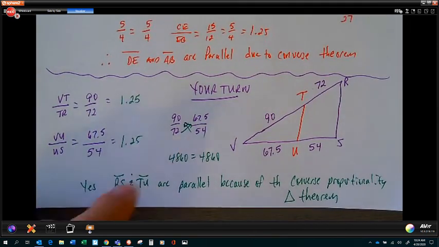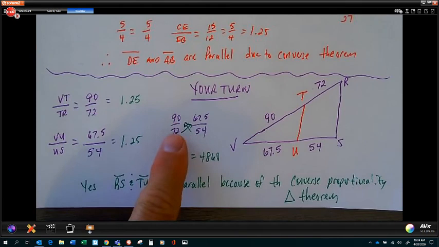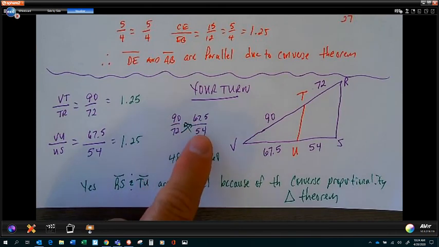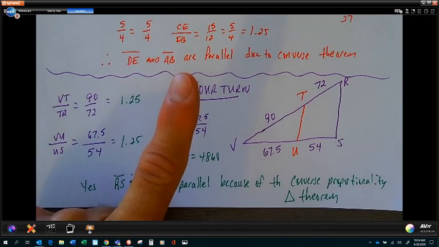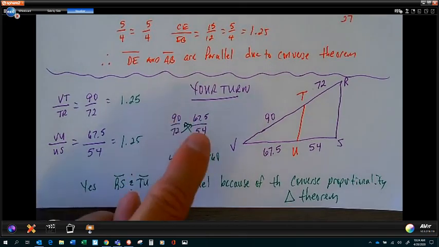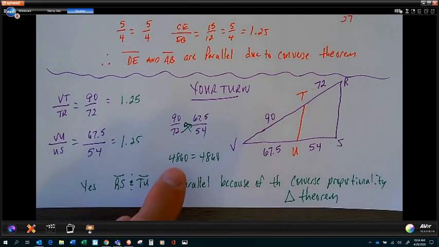All right, two ways you could do it. Again, set it up as a proportion. 90 is to 72 as 67.5 is to 54. Cross multiply them, which we hadn't done in these examples up here. We just reduced the fractions. But if you cross multiply, 90 times 54 is 4860, and 72 times 67.5 is also 4860. So therefore, we prove that these are proportional.